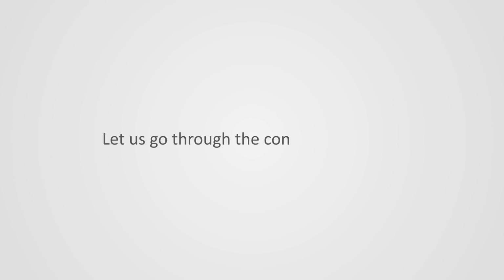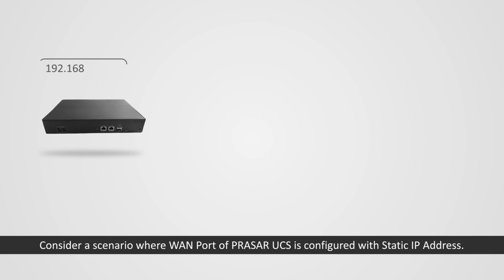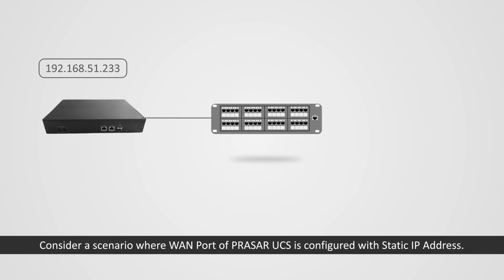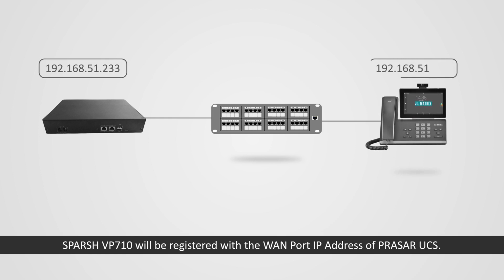Let us go through the configuration now. Consider a scenario where WAN port of PRASAR UCS is configured with static IP address. SPARSH VP710 will be registered with the WAN port IP address of PRASAR UCS.